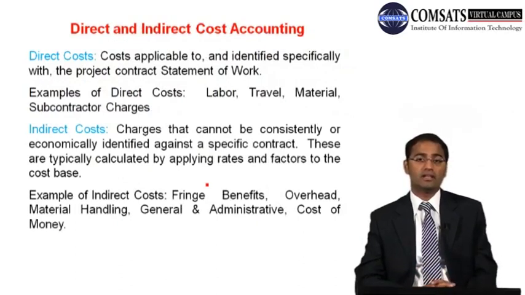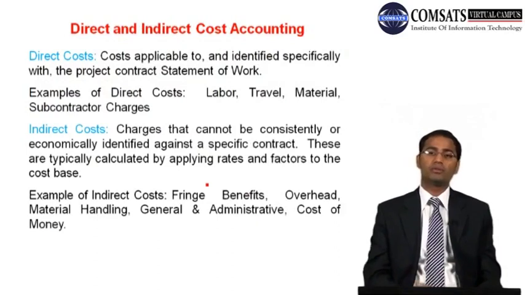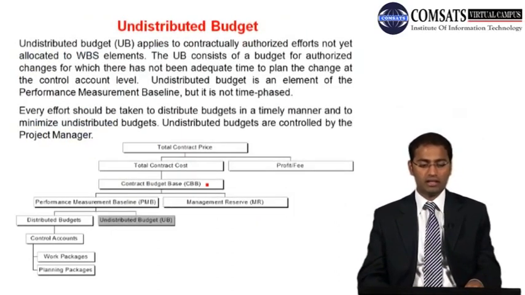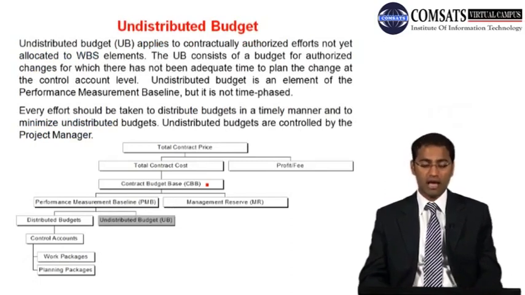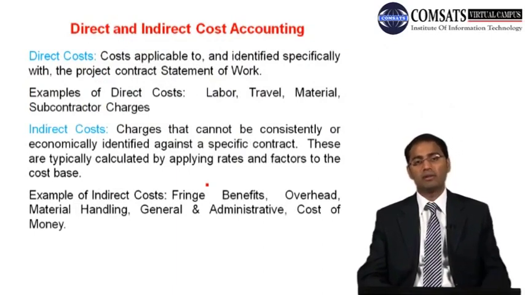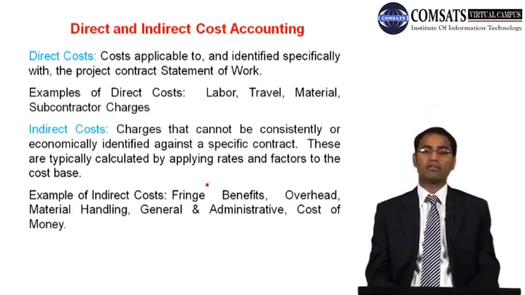We have seen these definitions, and there are things like control account, work packages, and planning packages, and we have seen these slides earlier. Direct and indirect cost accounting. Direct costs are applicable to and identified specifically with the project contract statement of work. Examples of direct cost: labor, travel, materials, subcontractor charges.